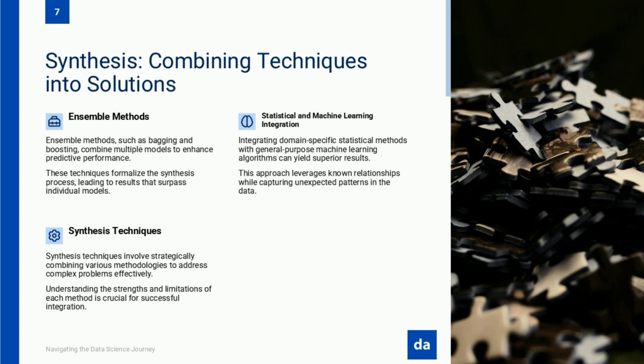Let me share a concrete example of effective synthesis. In financial fraud detection, simple rule-based systems can quickly identify obvious cases, while sophisticated anomaly detection algorithms catch subtler patterns, but neither approach alone provides optimal results. The rule-based system misses sophisticated fraud attempts, while the complex algorithm generates too many false positives and operates as a black box that's difficult to explain to regulators.